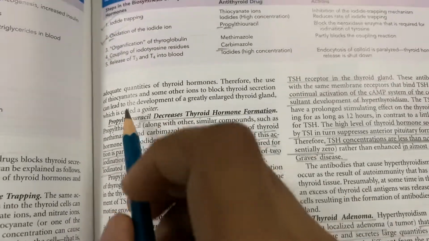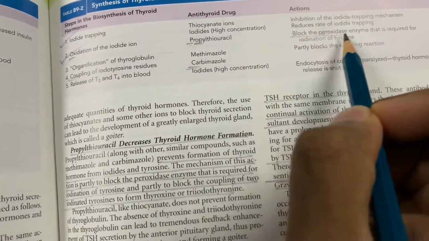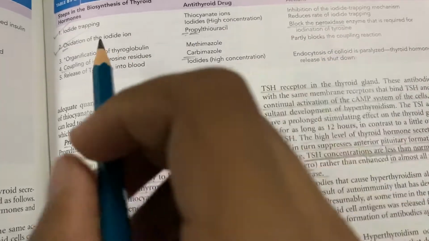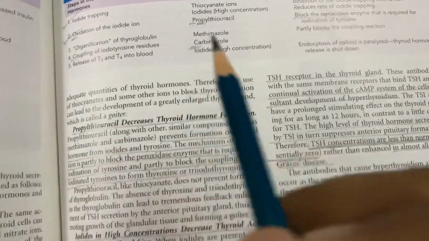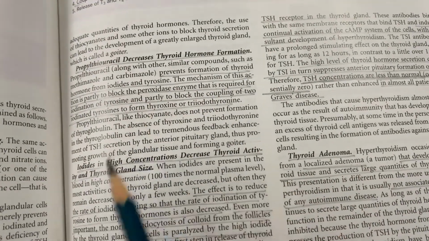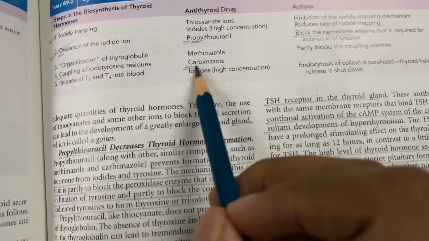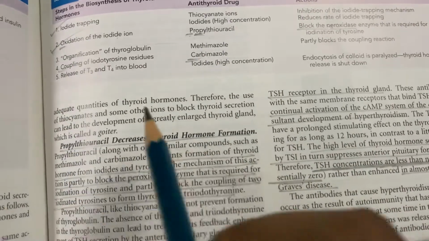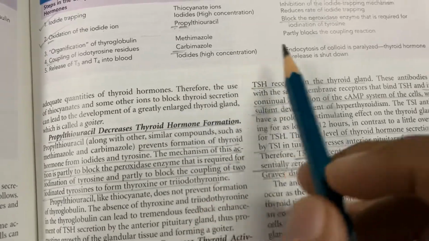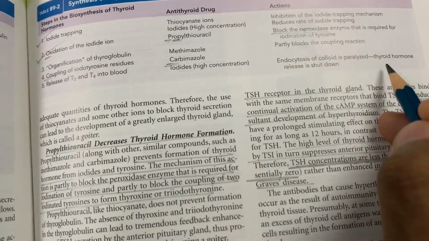And then propylthiouracil, PTU, blocks the peroxidase enzyme that is required for iodination of tyrosine. Peroxidase causes oxidation of the iodide ion, so this step blocks that oxidation. So it prevents formation of thyroid hormone from iodides and tyrosine. And then you also have other blockers such as carbimazole, C for coupling, so it blocks the coupling reaction. And high concentrations of iodides cause endocytosis of the colloid to be paralyzed, and thyroid hormone release is shut down.